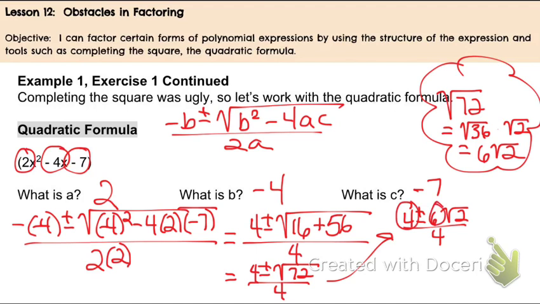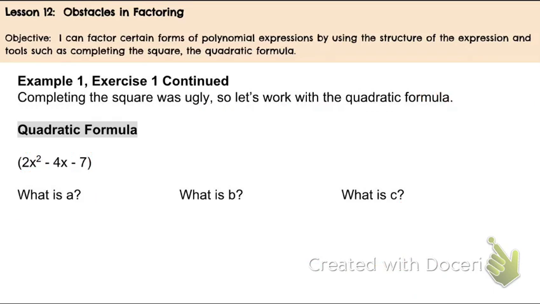All of my terms in my numerator and my denominator are even, so I can factor out a greatest common factor of 2 out of all of those. So I'm going to get 2 plus or minus 3 square root of 2 all over 2. Now again, those are really ugly numbers, but when you plug them into the graph, you're going to see those are where the graph hits the x-axis. Okay, let's keep going.